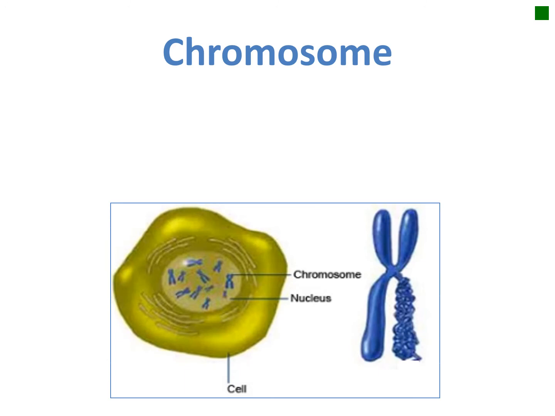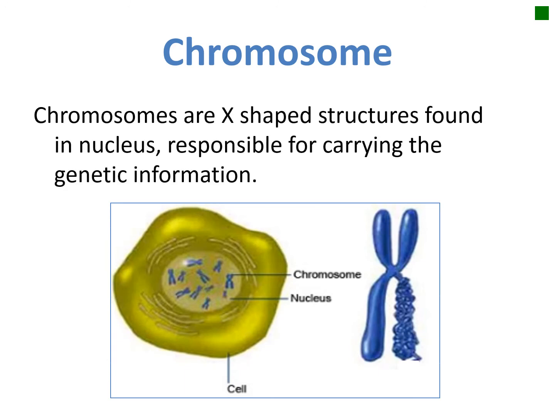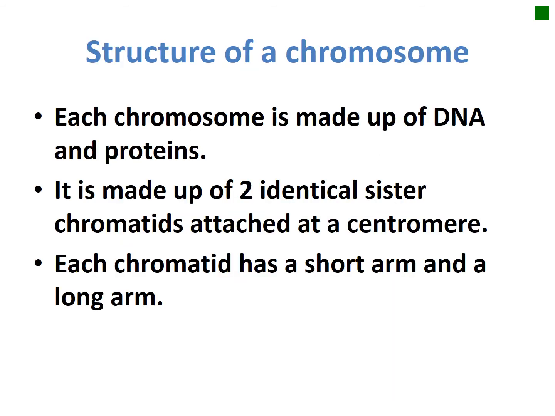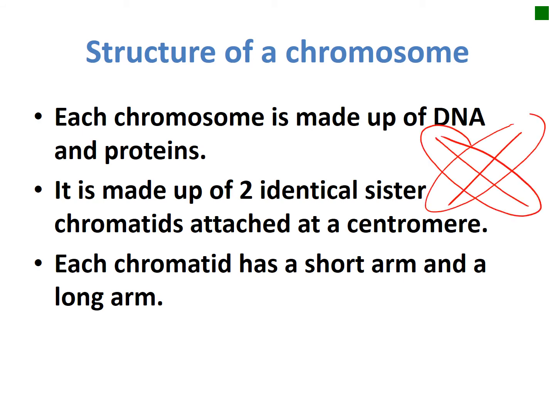So what is a chromosome? A chromosome is an egg-shaped structure. Mainly it's found inside the nucleus, and it's responsible for carrying the genetic information. A chromosome is made up of DNA and protein. It's made of two identical sister chromatids. So these are two sister chromatids. This is the first one and this is the second.